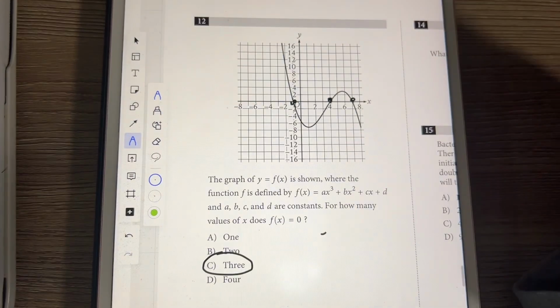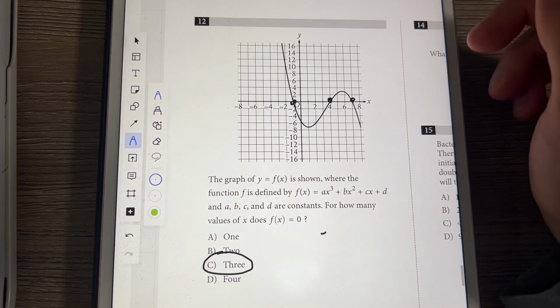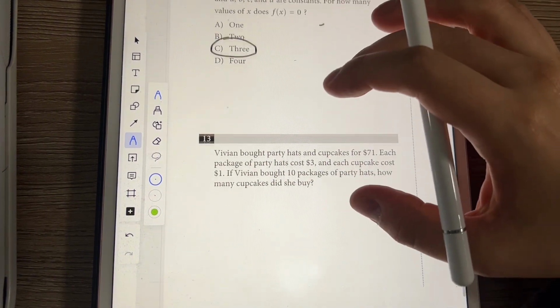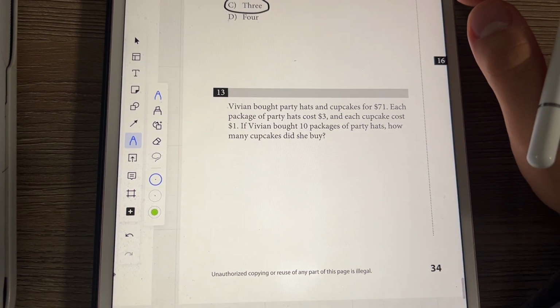Just 3. Do not let your brain overthink these questions. Some of these are so easy, and if you overthink them, you will waste time. Moving on, we're going to go to question number 13.